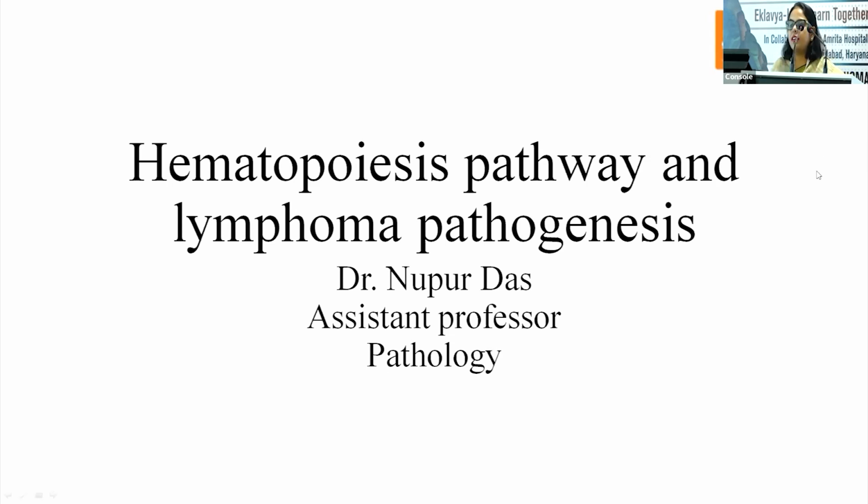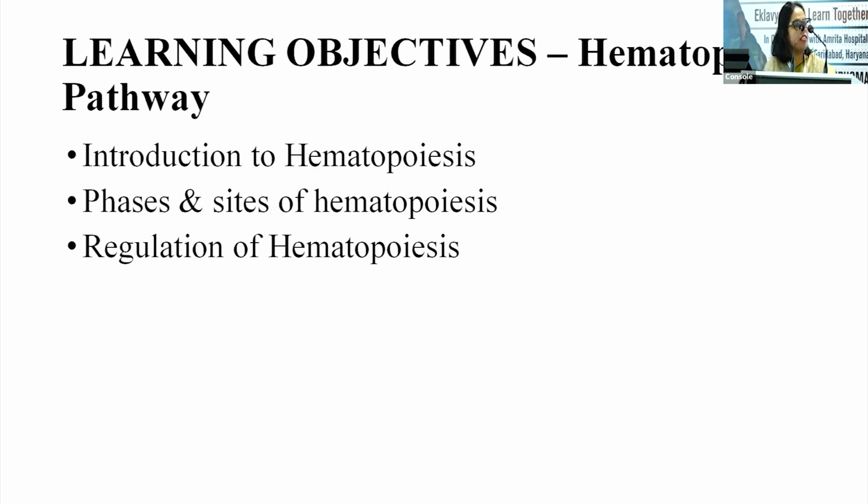For the sake of understanding, I have divided the talk into two different parts. In the first part, we will be dealing with the hematopoiesis pathway. The learning objectives here will be a brief introduction to what hematopoiesis is, then the various phases of hematopoiesis, and finally a brief overview of the regulation of hematopoiesis.